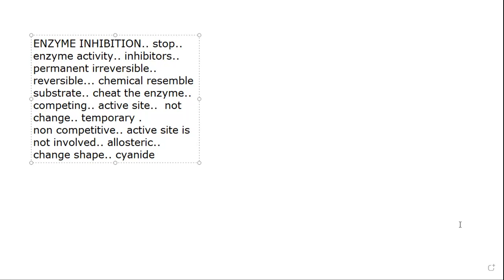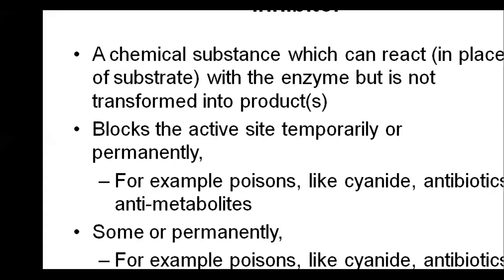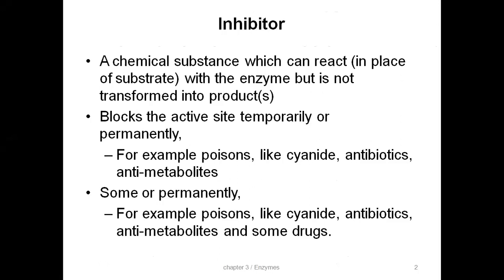Let us go to the presentation and see what we have. First of all, the definition of an inhibitor. An inhibitor is a chemical substance which can react in place of a substrate with the enzyme, but it cannot be transformed into the product. This is the very important point. It blocks the active site for some time, or it might be permanent. Permanent in the case of poisons like cyanides, which destroy the shape of the active site.